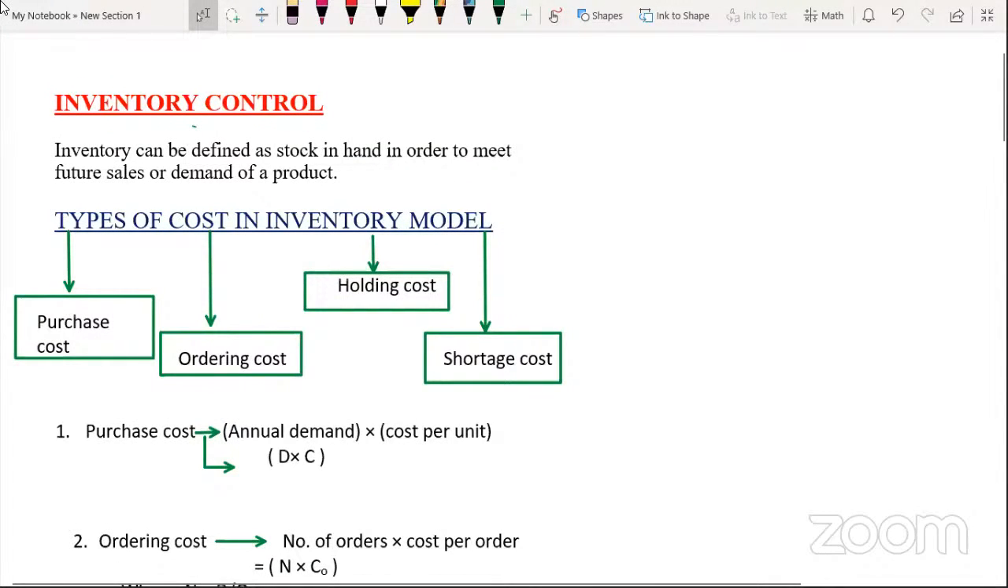So, hello everyone, welcome to Ekeeda, and today we will study a new topic, very important, you can say. Our topic today is inventory control. Okay, very important from GATE point of view. Each and every year you can expect at least one question.